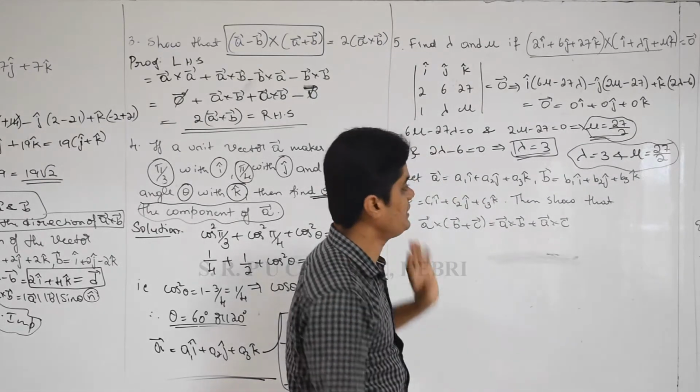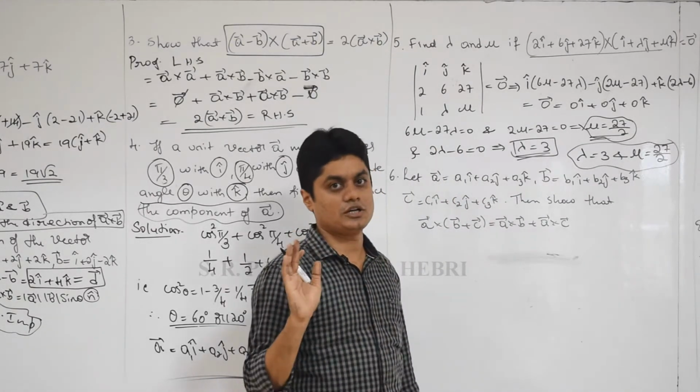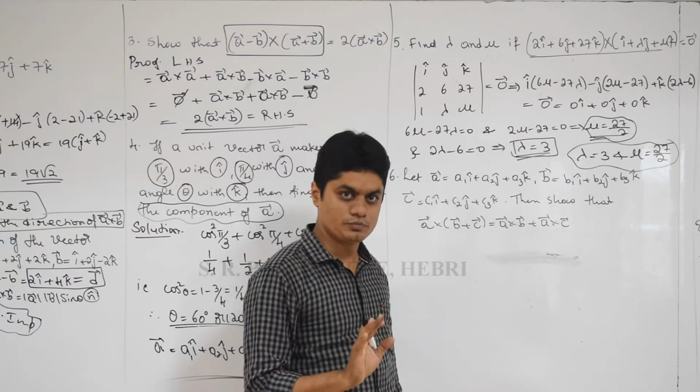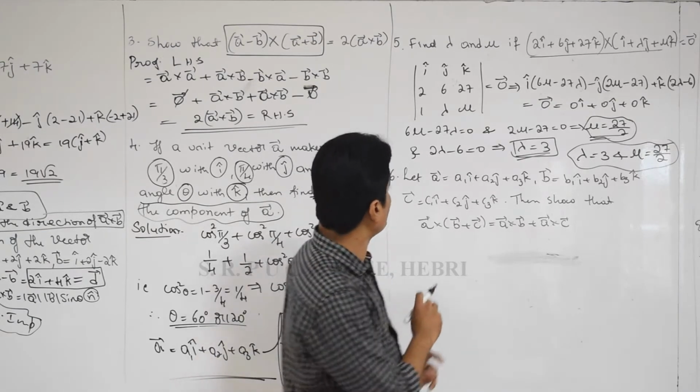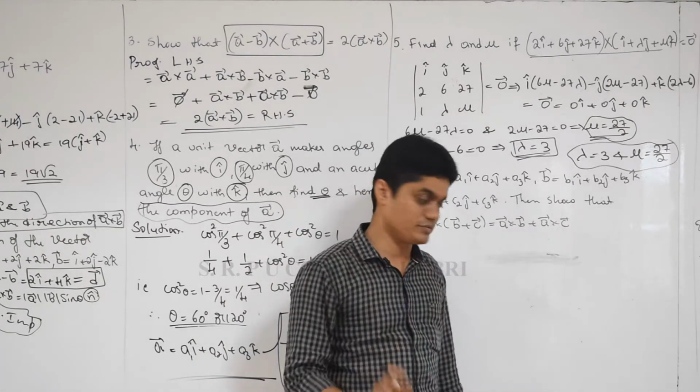One simple question again, using the definition of cross product between two vectors. I hope you understood. So we solved five problems today. I hope you understood everything. Very good. Next.